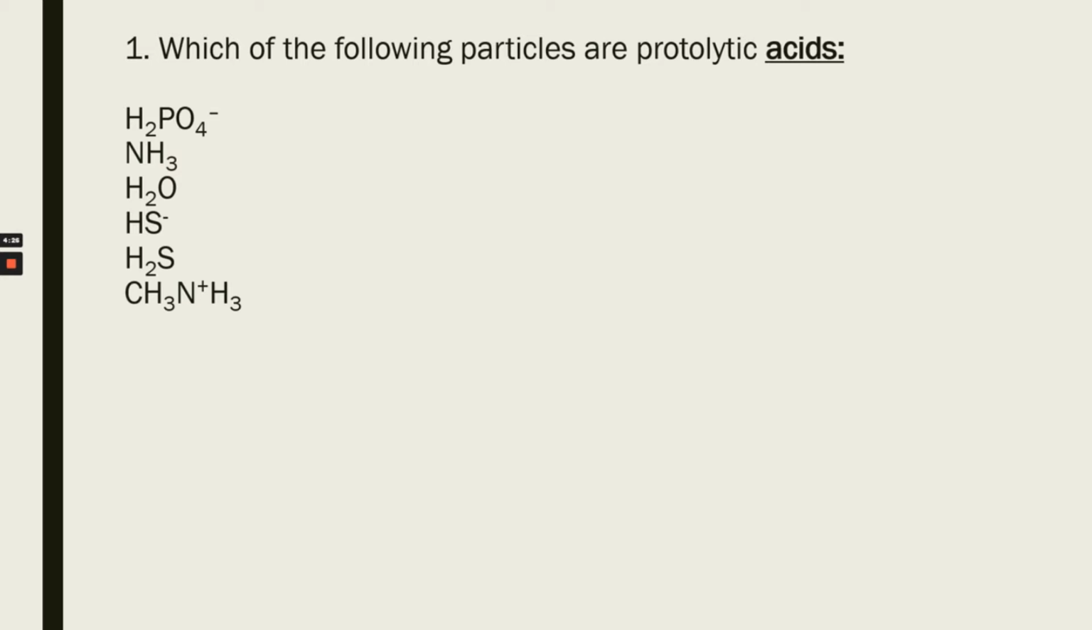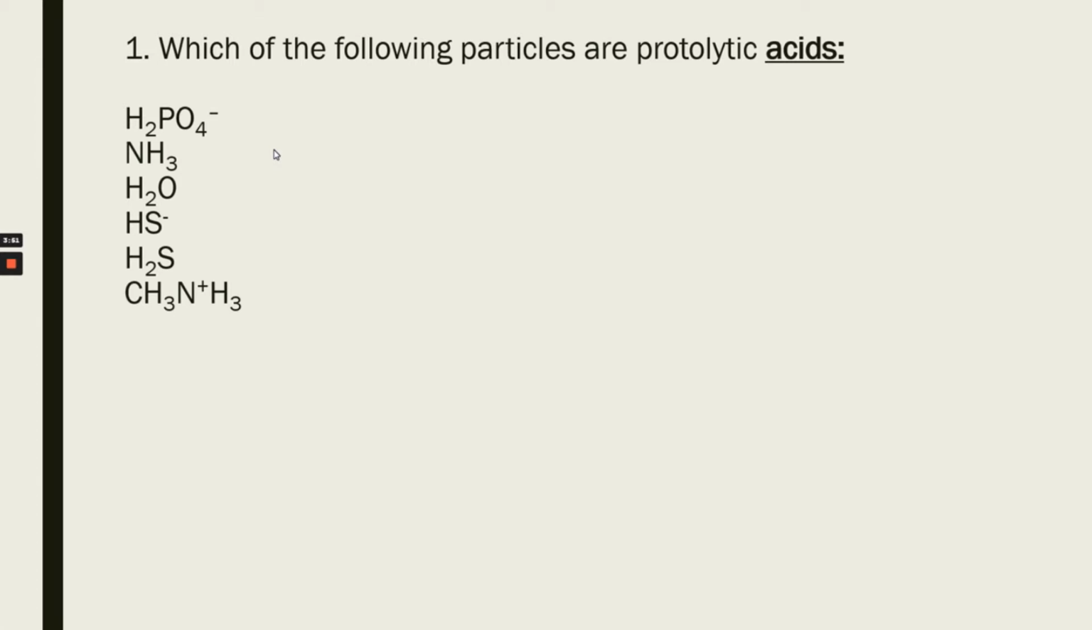One group is called protolytic acids. Protolytic acids can donate a proton. Another group is protolytic base, and protolytic bases can accept a proton. So the first task is to find particles which can be a protolytic acid. So let's consider it.